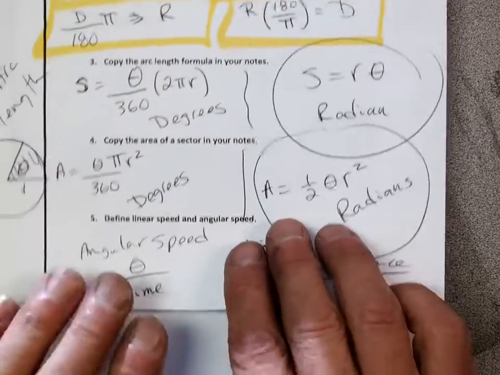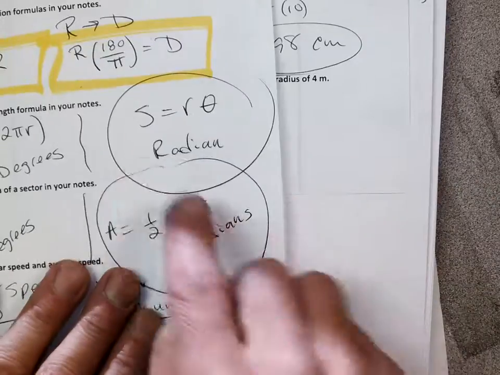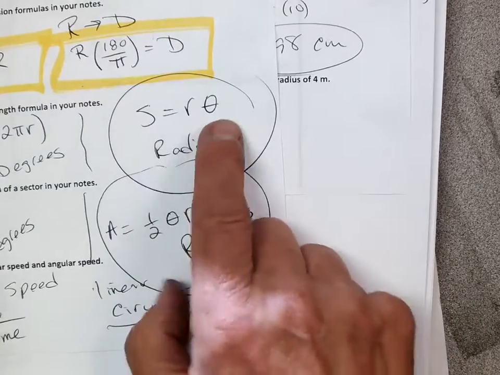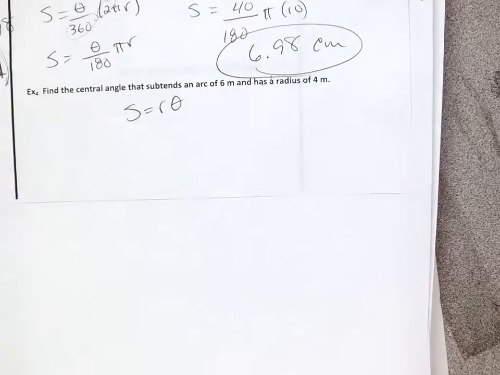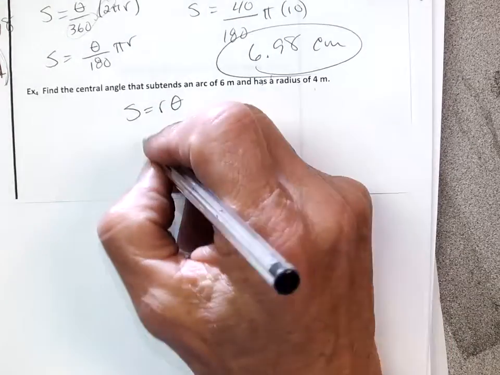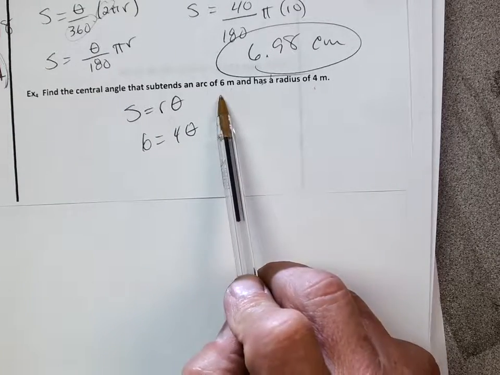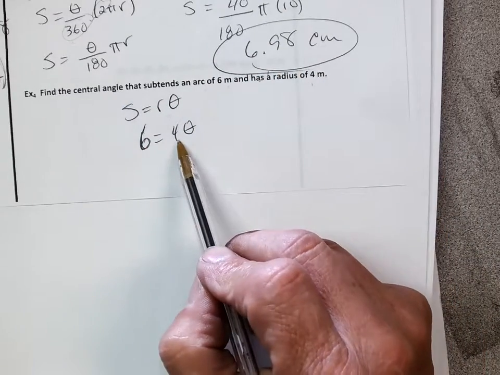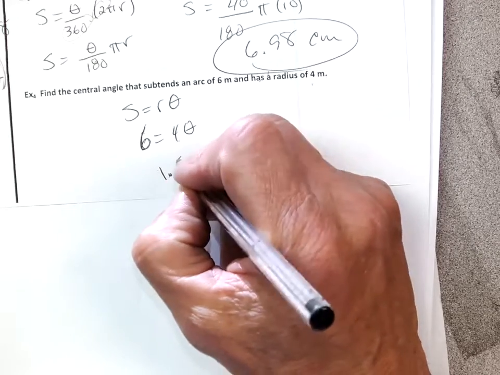If we wanted to use the degree one, we'd have to use this formula. If we want to use the radian formula, we get this one, and our theta will be in radians. Okay, so let's use this one. Heck yeah. So let's use S equals r theta. Now we need to find theta. Our radius is 4, our arc length is 6, so 6 equals 4 theta. Divide. 6 divided by 4 is about 1.5.